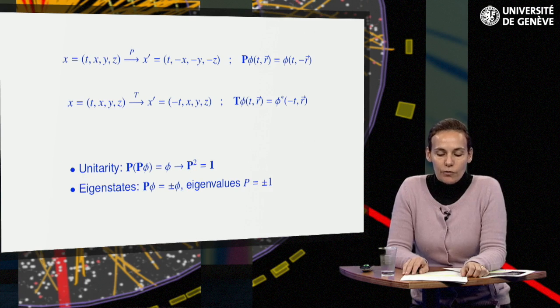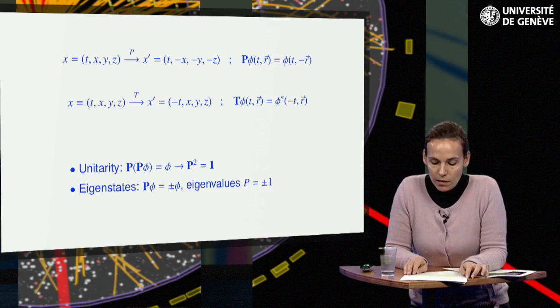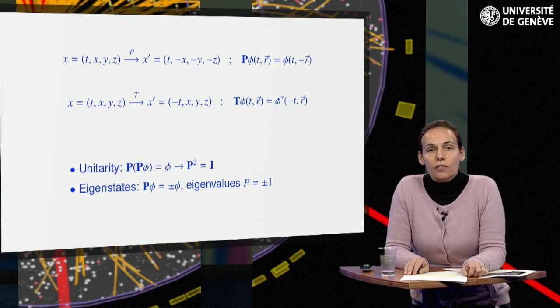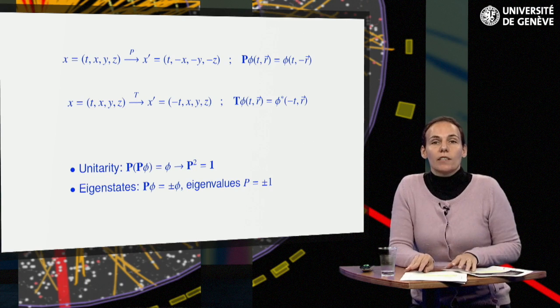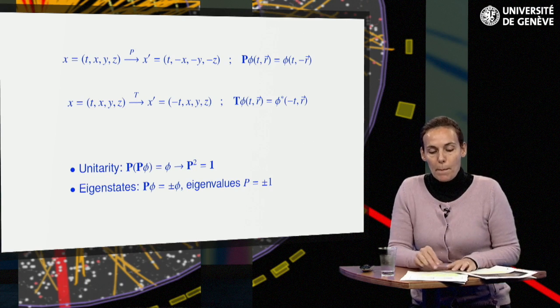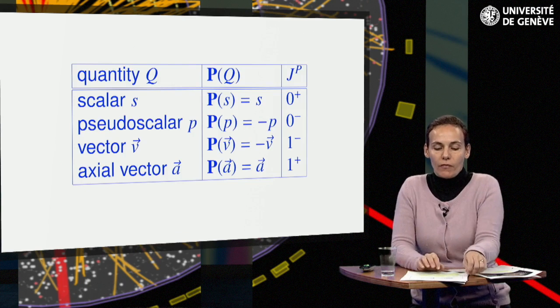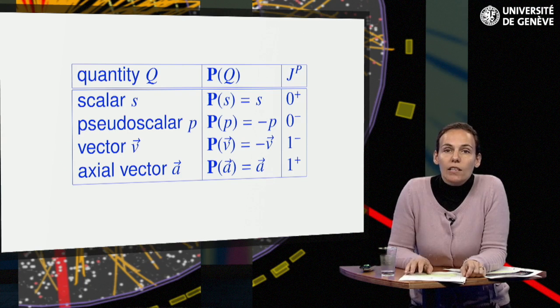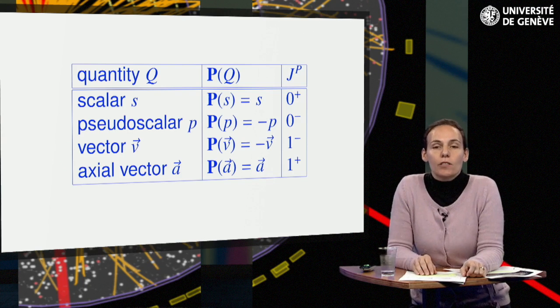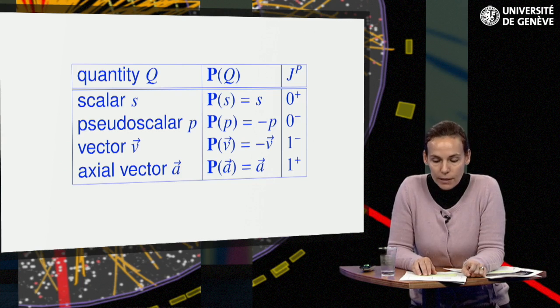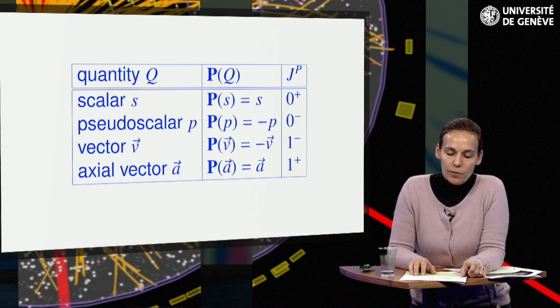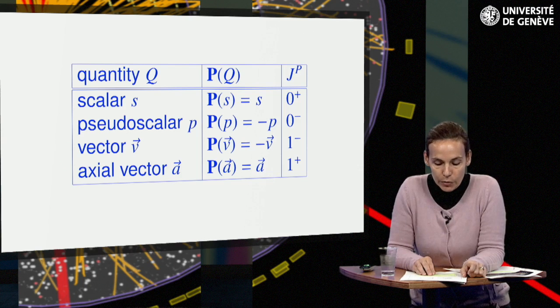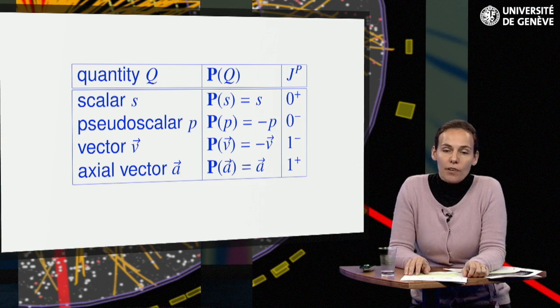For example, a function phi equal to cosine x plus sine x becomes, under the application of parity, cosine x minus sine x, which is neither plus phi nor minus phi. Eigenstates of P can be classified like in this table. Scalar wave functions describe spin-zero particles with positive parity. Pseudoscalar ones describe spin-zero particles with parity minus. Vector and axial vector wave functions describe spin-1 particles with parity negative and positive respectively.